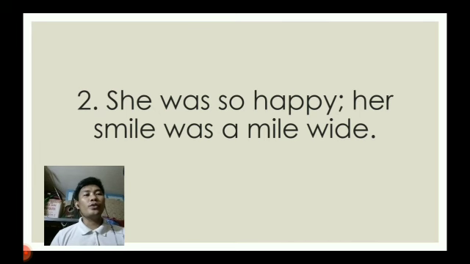Number two, she was so happy, her smile was a mile wide. It is the same exaggeration. We are not literally saying that her smile is one mile wide, but this is an example of exaggeration that says she was so happy, or maybe she has a beautiful smile, something like that. Right, let's go on.